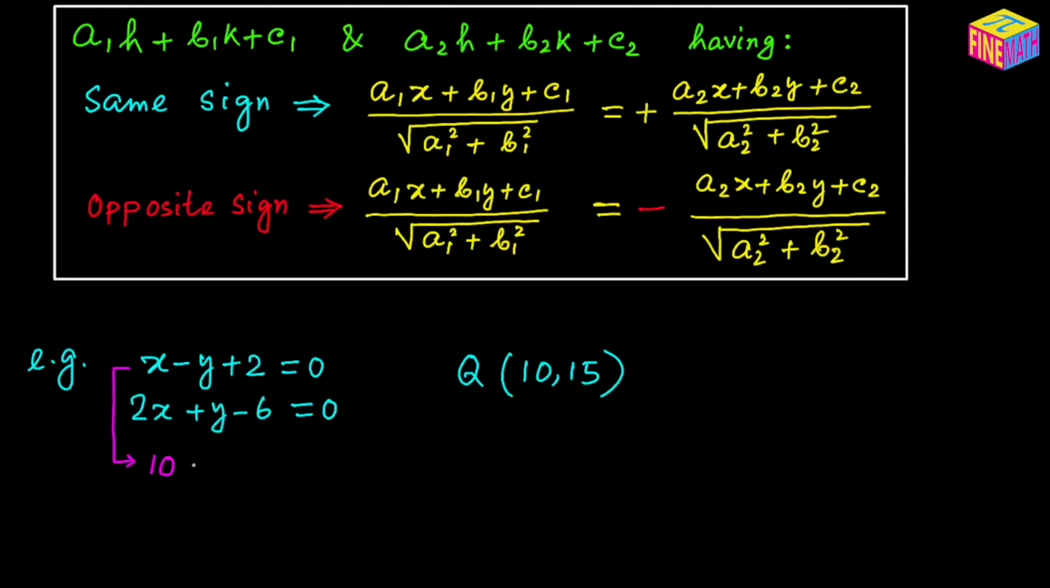So positive 10, and then minus y would be 15, and then plus 2. And this quantity is actually 12 minus 15, that is negative 3. So essentially this is a negative quantity. And let's evaluate the expression for the second equation.